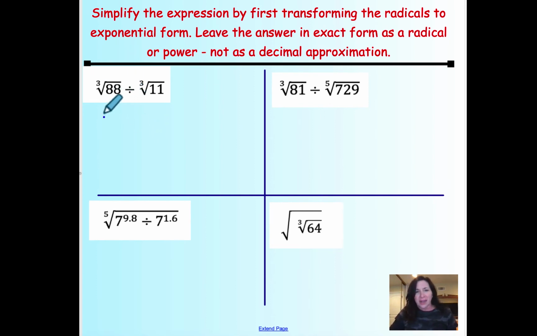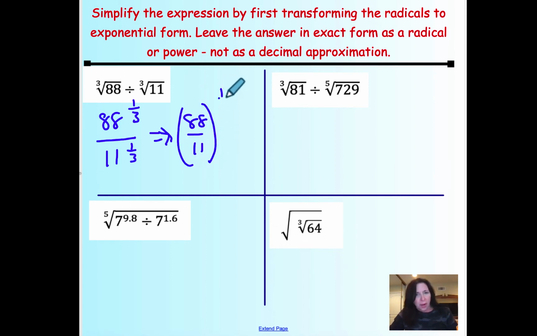88 to the 1/3 power divided by 11 to the 1/3 power. This can be rewritten as 88 over 11, all to the 1/3 power. And 88 over 11 is 8 to the 1/3 power. And 8 is 2 to the 3rd power, to the 1/3 power. The 3's cancel, so my final answer is 2.